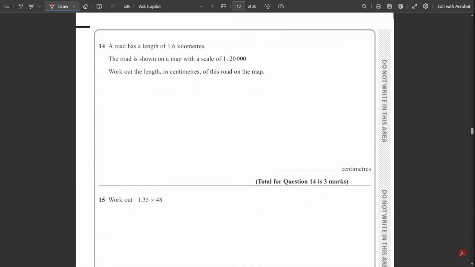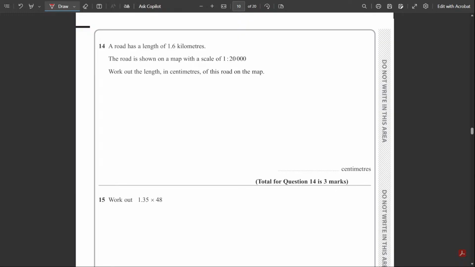A road has a length of 1.6 kilometers. The road is shown on the map with the scale 1 to 20,000. So 1 centimeter on the scale would be 20,000 centimeter on actual road. Work out the length in centimeter of this road on the map.